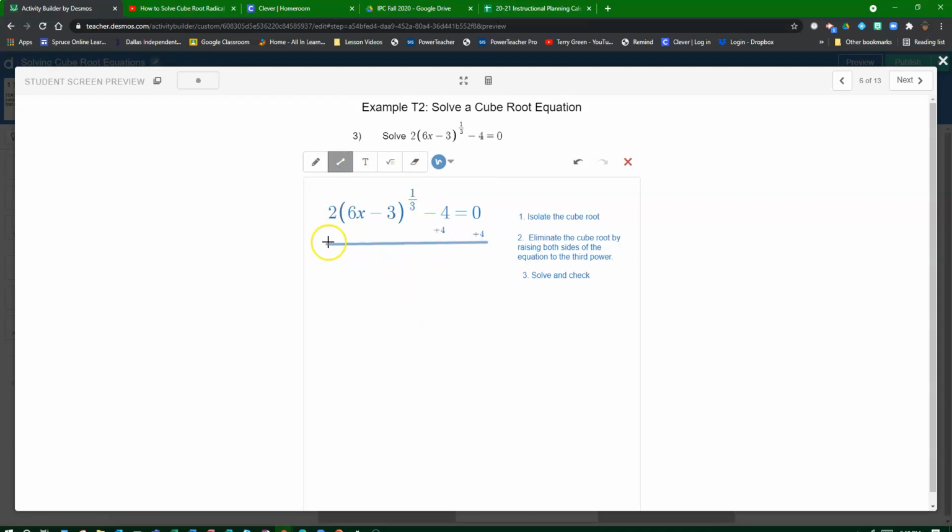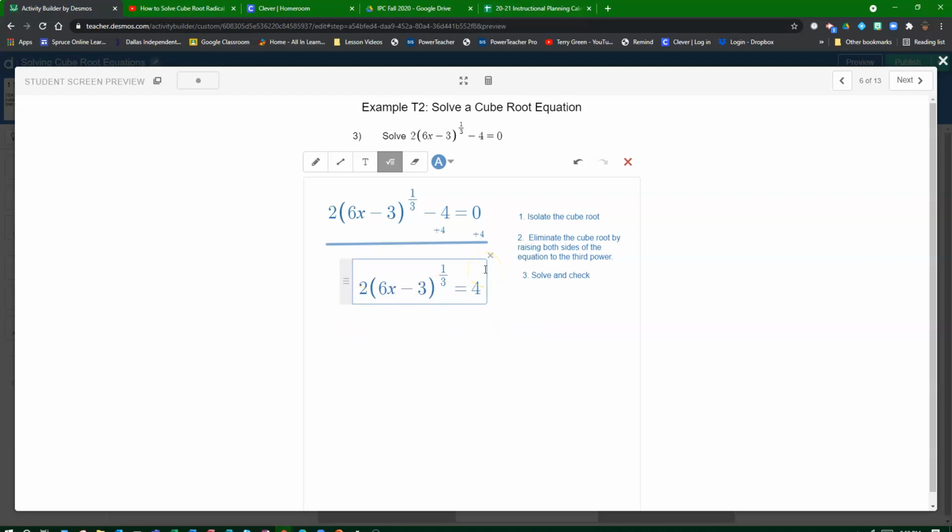That's going to leave me with just the cube root portion by itself. So let me copy that. I'll copy the whole thing and just eliminate what I don't want. And I'm going to have a 4 instead of 0 on this side. We've isolated the cube root.